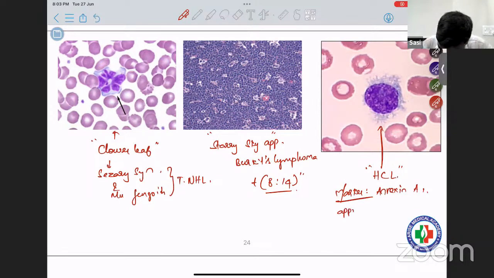Whereas in the case of apoptosis, the marker is annexin 5. Okay, fine. The marker is annexin 5. Just remember, these are the most probable images which, if they want to ask, they will ask in the surroundings. Okay, fine.